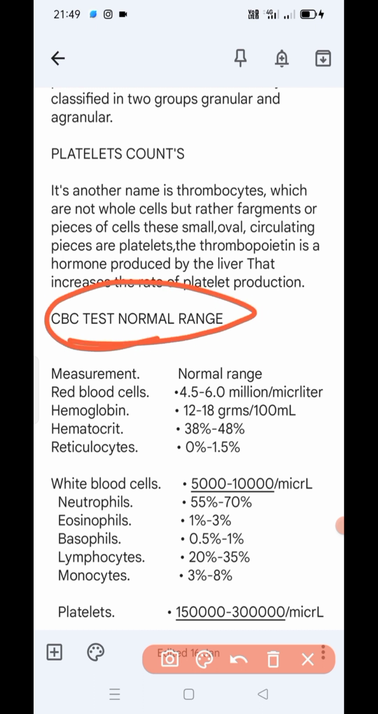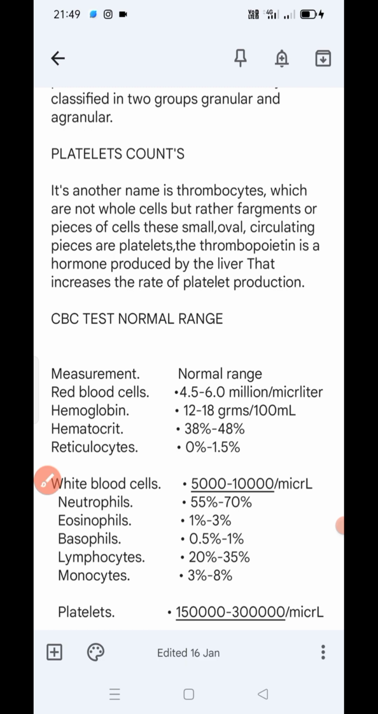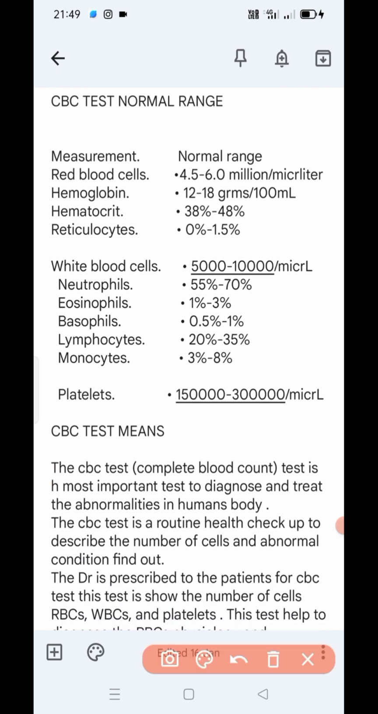So, CBC test normal range. The CBC test normal range: RBC is 4.5 to 6.0 million per microliter. Hemoglobin 12 to 18 grams per 100 ml. Hematocrit 38 to 48%. Reticulocytes 0% to 1.5%. White blood cells 5,000 to 10,000 per microliter.